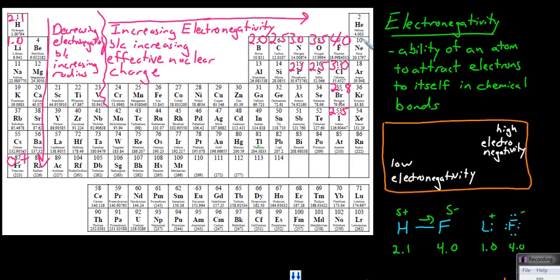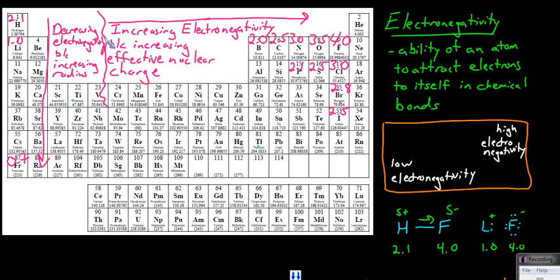Now, we don't include helium or neon in terms of electronegativity because electronegativity is defined as the ability to attract electrons in bonds between elements. But helium and neon are noble gases. They don't bond to anything. So helium is not the highest electronegativity, but actually fluorine is.